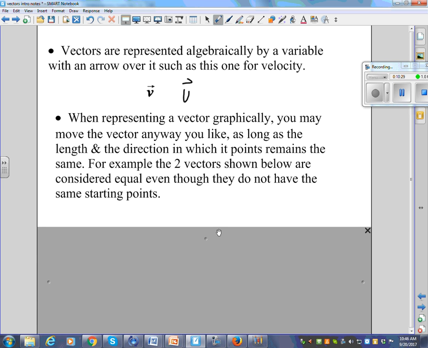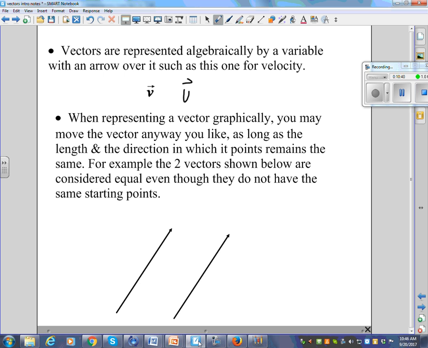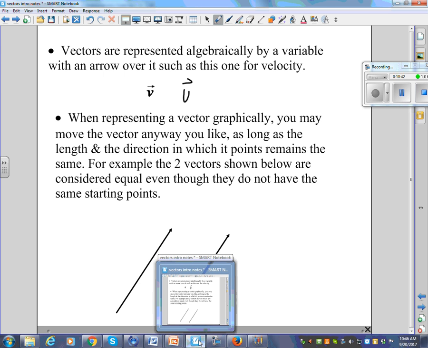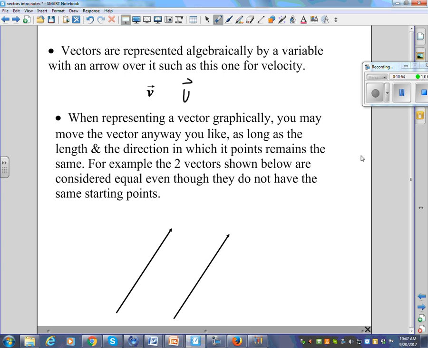So as long as the length is the same and the direction that it points is the same, they are identical vectors. They're equivalent. For example, the two vectors shown below are considered equal even though they don't have the same starting point. So those two arrows, do you have them on your page? They would be equal as long as the length is the same and they point in the same direction, even though they're not at the same place on the page. Okay? It's the same idea.